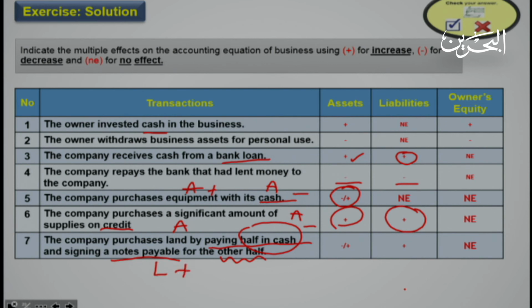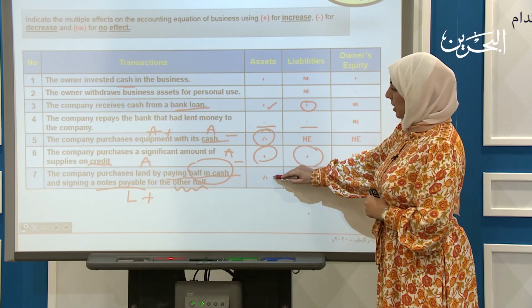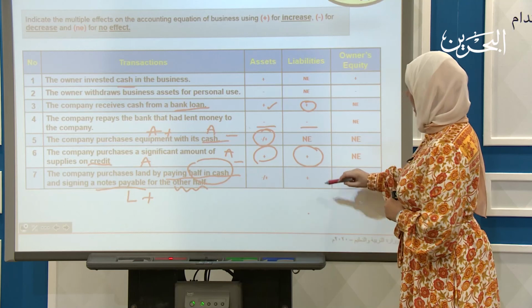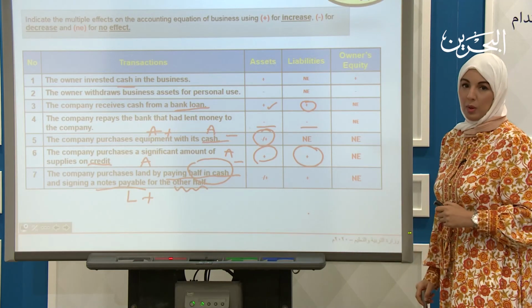The effect of this transaction: one decrease on the asset side for the cash I paid, an increase for the land, and the liability for me will increase.